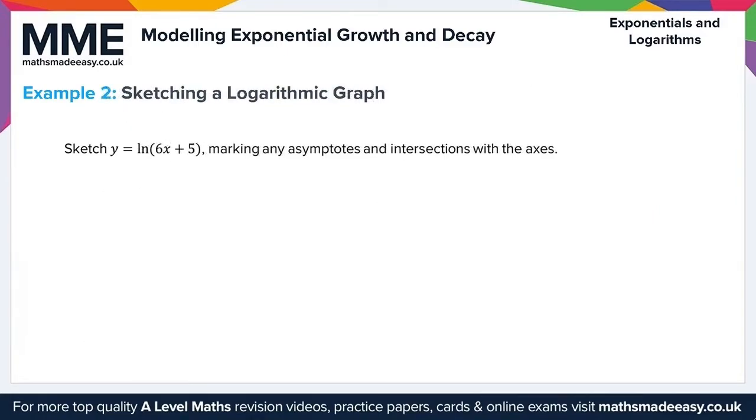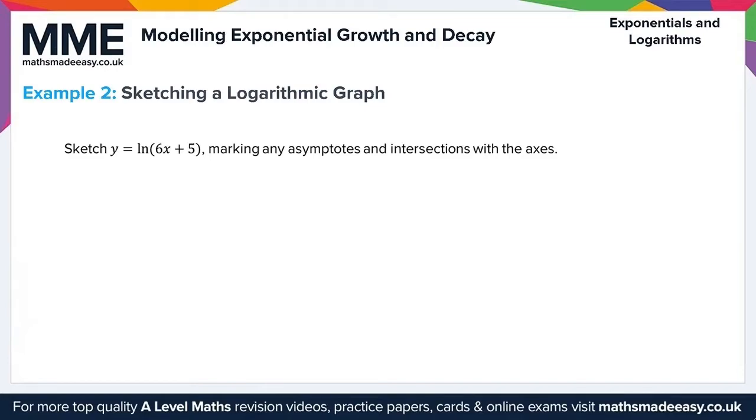Example 2 here on modelling exponential growth and decay is taking a look at sketching a logarithmic graph. And in this example, we're asked to sketch y equals the natural logarithm of 6x plus 5. And again, we just want to mark any asymptotes and intersections with the axes.